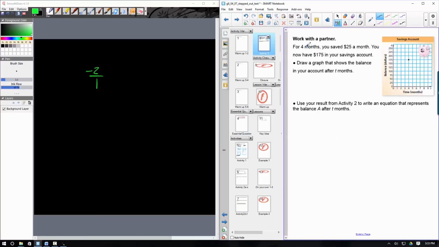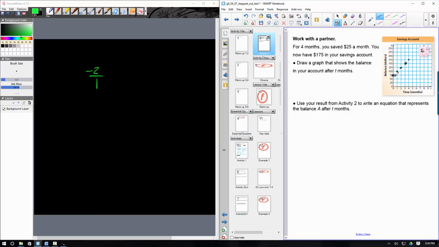It says for 4 months, you saved $25 a month, and you now have $175. Draw a graph that shows the balance in your account after T months. Well, all that we know for a fact is every month it's going up by 25, right? So that means for 3 months, I'd have 150, and then 125, and then 100, and it means I probably started off with about $75.